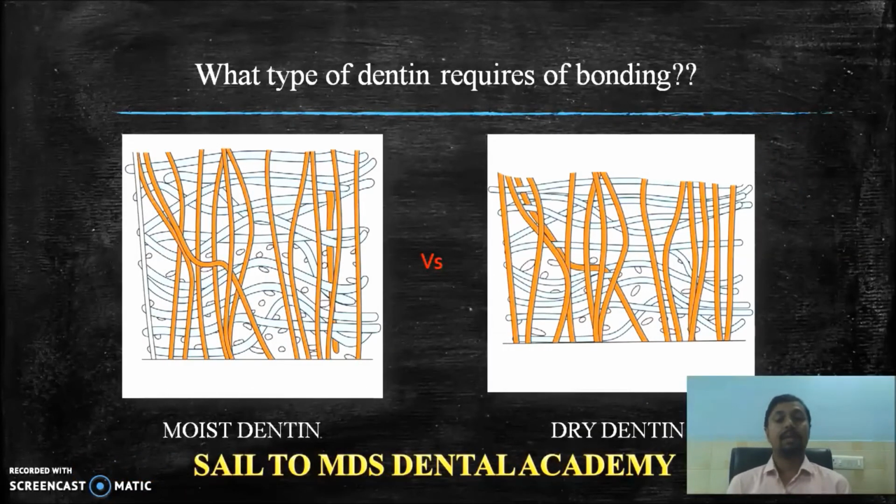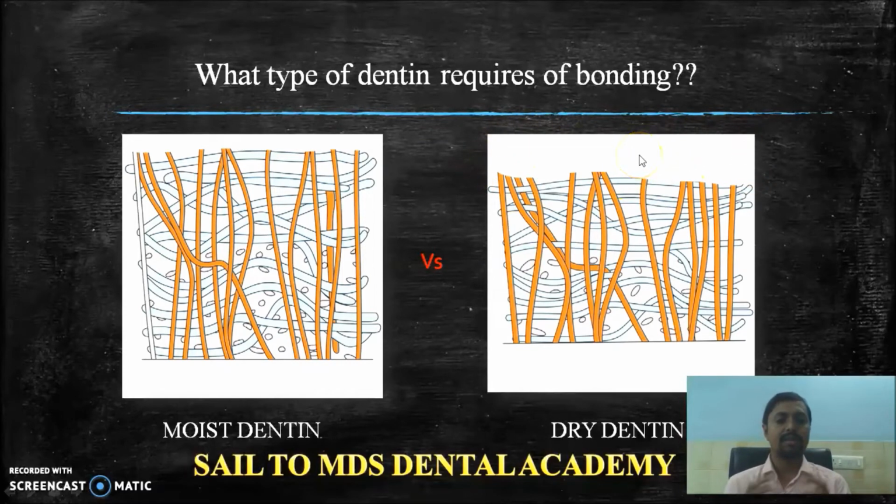Then what type of dentin is required for bonding, moist dentin or dry dentin? Okay, so you can see in this diagram the moist dentin. What happens when the dentin is moist? The interfibrillar water acts as a plasticizer that opens the dentinal tubules and allows the monomer to penetrate inside. Here you can see how the tubules are open, and here you can see the increased thickness.